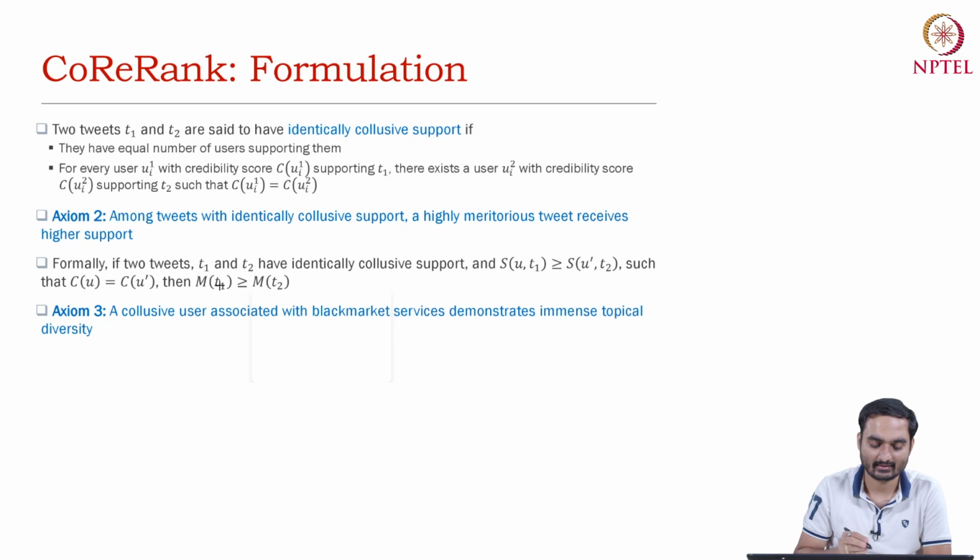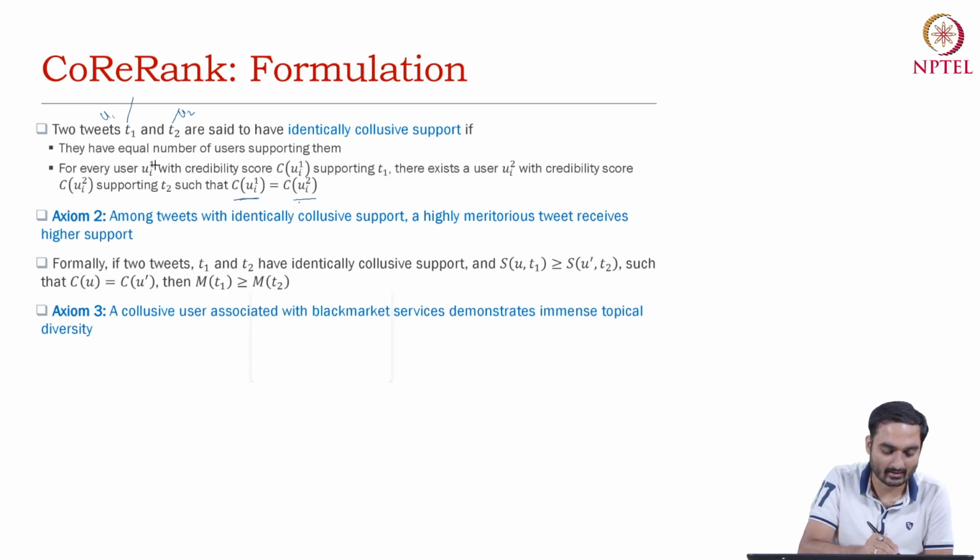It means that there are two tweets T1 and T2 retweeted by U1 and U2, such that the credibility of U1I and U2I... U1I is the retweeter of the tweet T1 and U2I is the retweeter of the tweet T2.